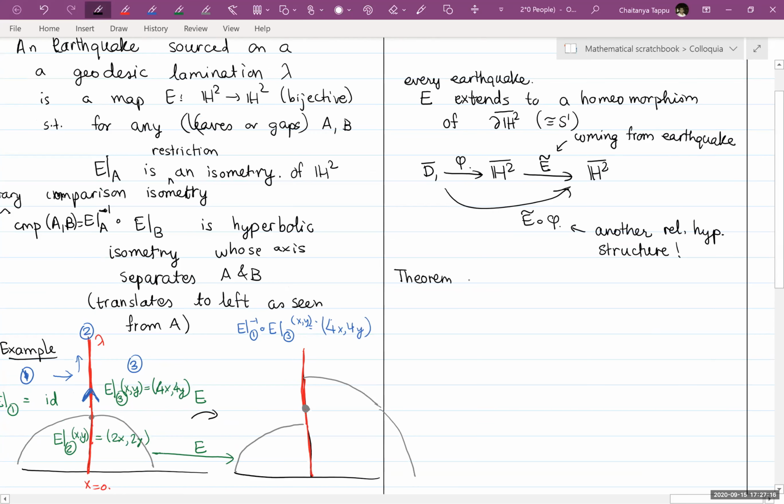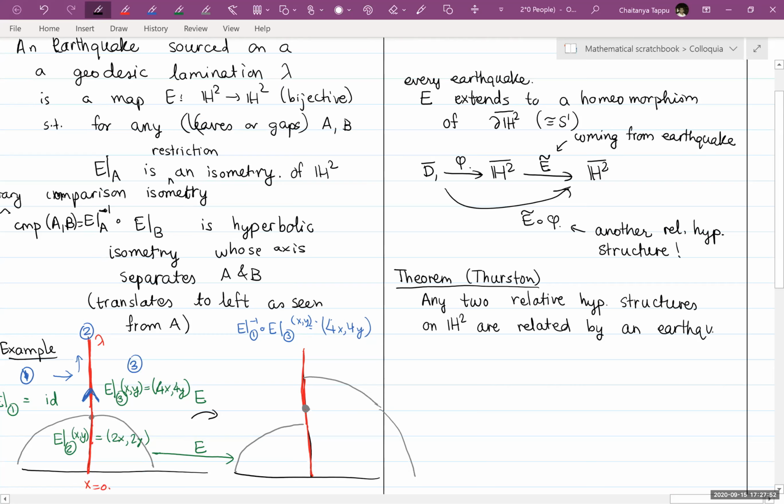Theorem, Thurston. Any two relative hyperbolic structures on H2 are related by an earthquake, and it is unique except where it is discontinuous.